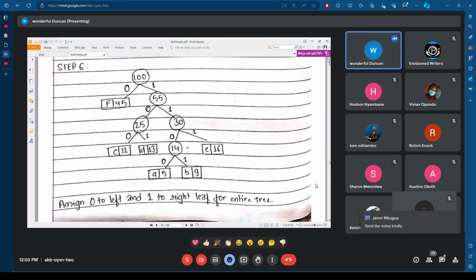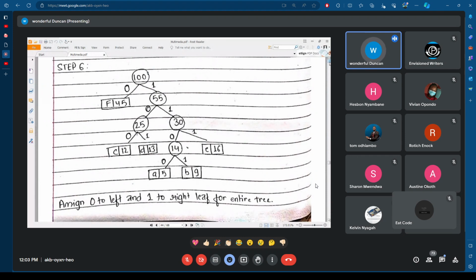Our tree is like this, the way it is, you can see it. Then we assign 0 to the left and 1 to the right. Now you see in this tree, we have this line that is joining this node and the other node, 45 and 100, and this one that is joining this node, 55 and 100.